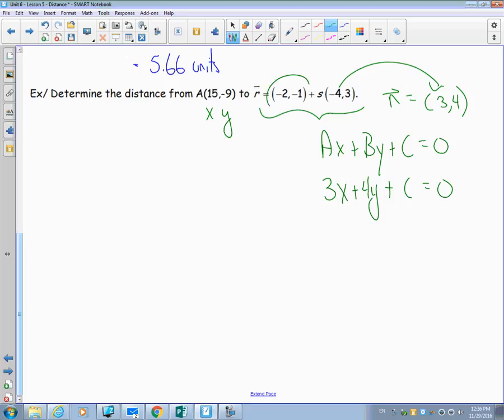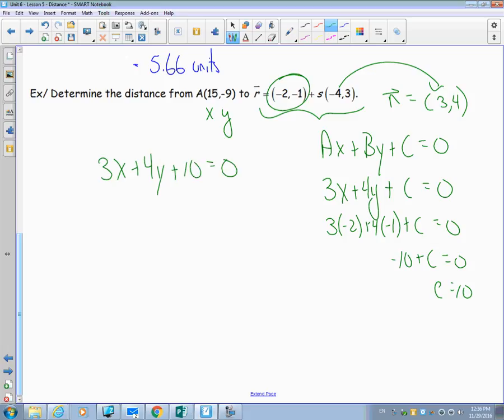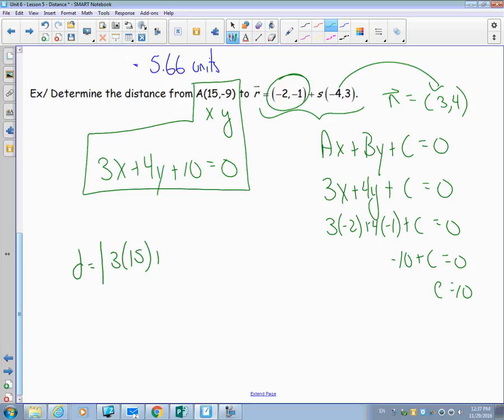To get C, I need a point. Here's our point. We can solve for C. If we add up all the things on the left side, we get -10 plus C. So C is 10. And now I've got myself an equation. 3x plus 4y plus 10 equals 0. If I combine the point with the line, I can figure out the distance between them. So my distance will be the absolute value of 3 times 15 plus 4 times -9 plus 10, over the magnitude of our normal, so 3 squared, 4 squared.